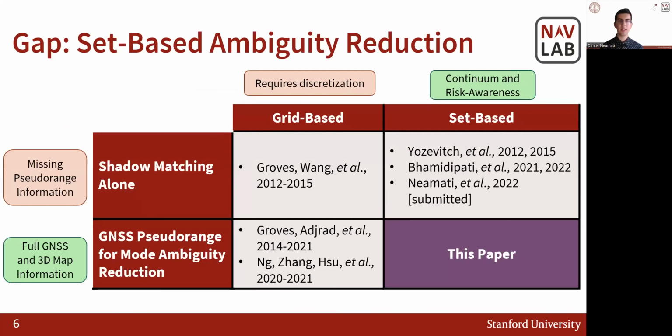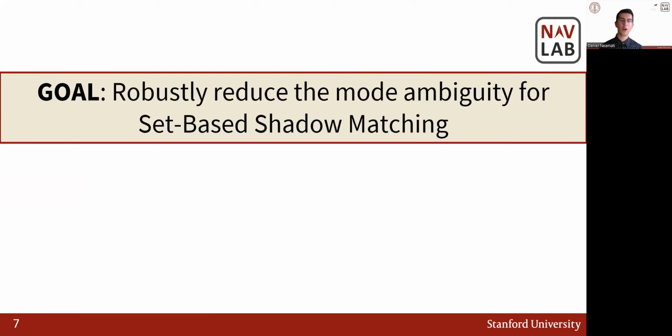So if we put this all together, with shadow matching alone, we've received a lot of attention both in the grid-based formulation and in the set-based formulation. But if we want to look at additionally reducing the mode ambiguities in shadow matching, all of the work has been in grid-based formulations, and none of the work has been in set-based formulations. So this paper is really identifying and tackling that research gap, where succinctly, we want to robustly reduce the mode ambiguities in set-based shadow matching.